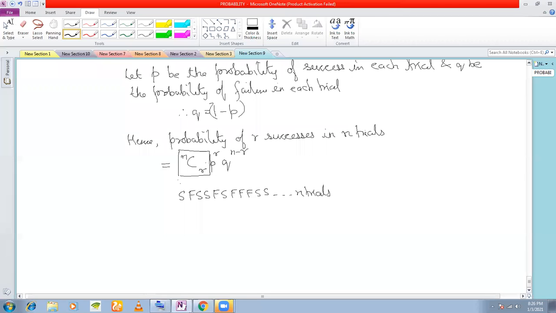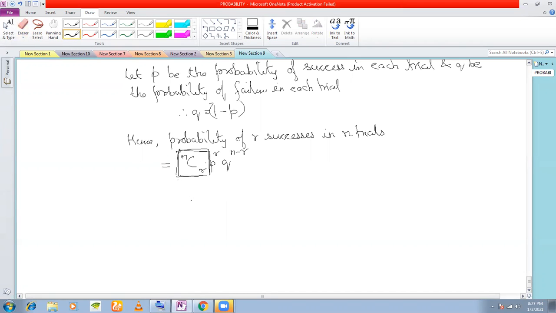In nCr ways. We can select our r successes in nCr ways because the total number of trials is n. So that is why this nCr is there. Now, what you remember is this: p to the power r into q to the power n minus r. That one I have understood.